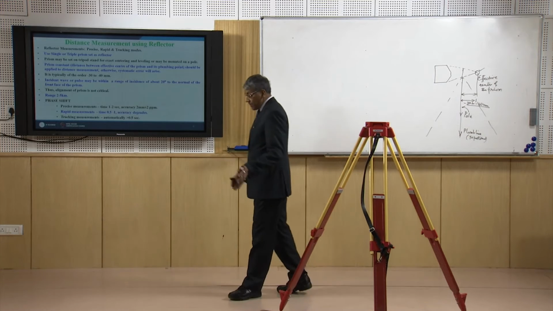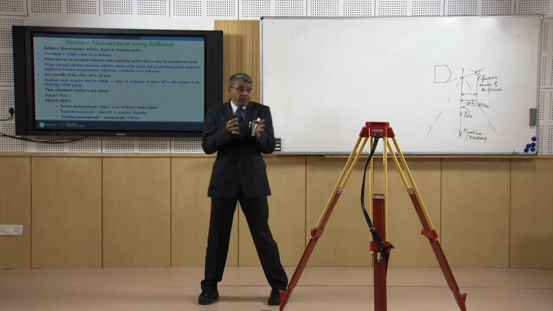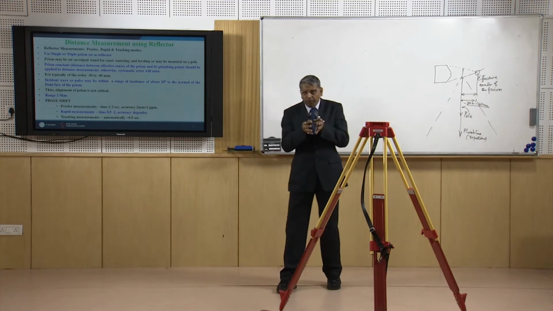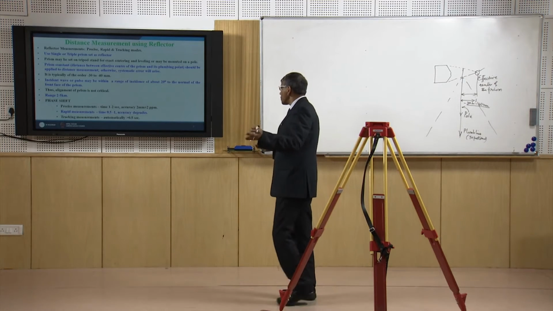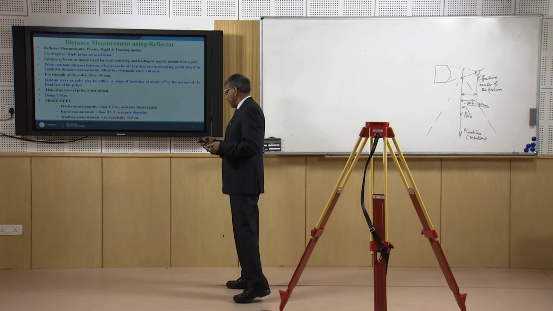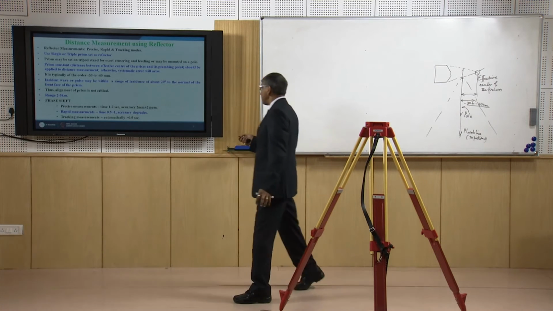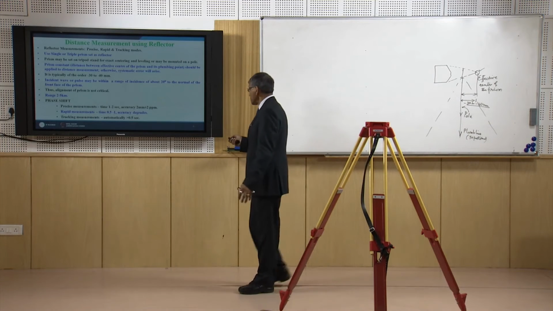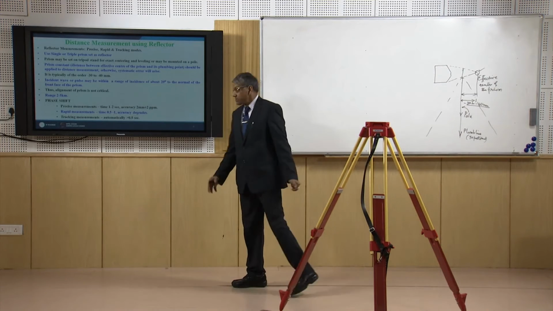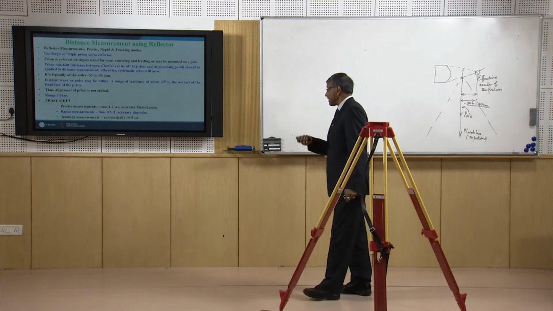2 seconds. So, if we keep our telescope pointed to the reflector, 1 to 2 seconds will be sufficient to get the reading and make the measurement, and we may be able to arrive at an accuracy of 2 millimeter plus minus 2 parts per million. So, it is a very good measurement accuracy.